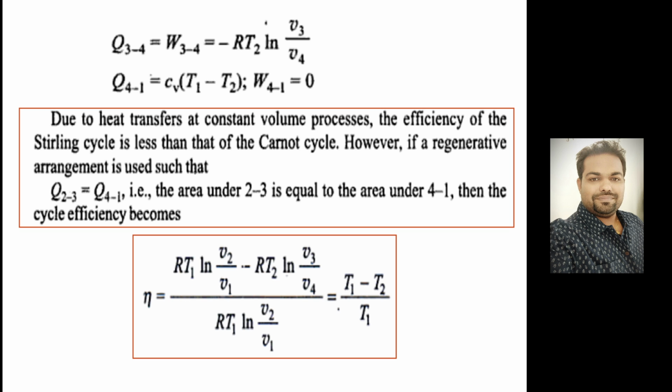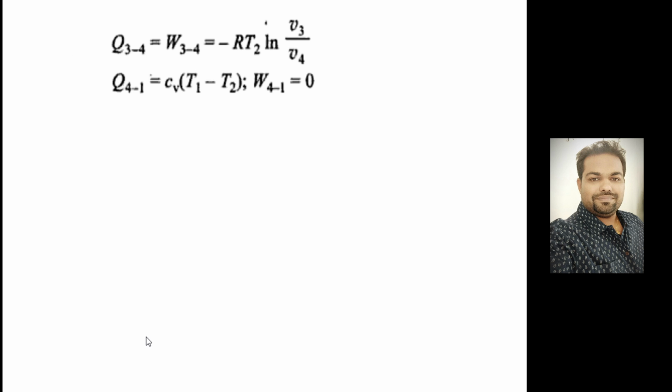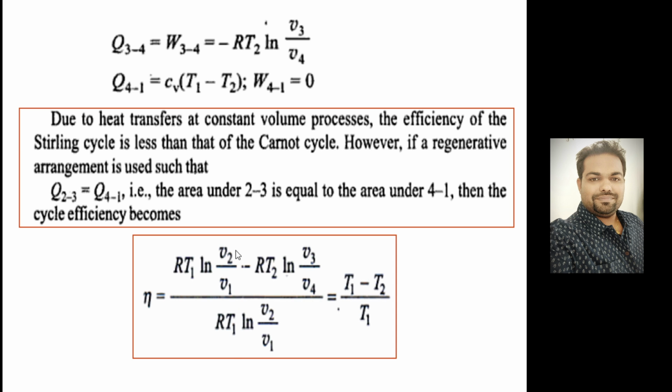However, if you add a regeneration arrangement to this, then you can approach the efficiency of the Carnot cycle. So if you substitute these values of Q1 and Q2 in this, you can write the efficiency equal to (T1 minus T2) divided by T1. So with the help of regeneration, if you are adding regeneration in the processes 2 to 3 and 4 to 1, in that case you will get an efficiency equal to the Carnot cycle efficiency.